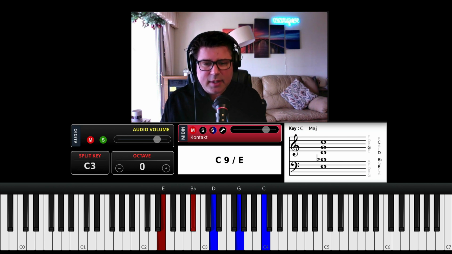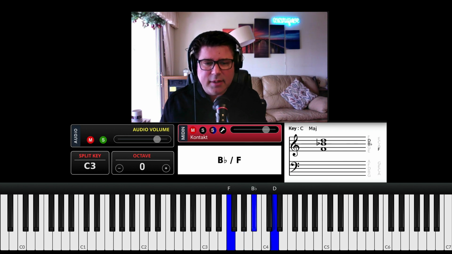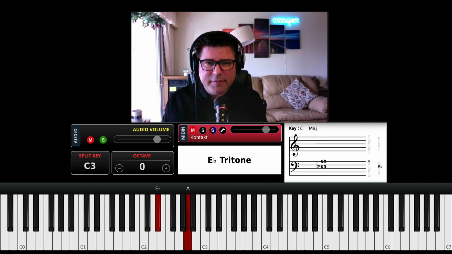Let's go to the next pattern, which would be our F pattern. Here we go. So we have our F root and our F tritone. And in the right hand, just like we did with the blues, we're going to go up to B flat. And of course, our left hand tritone is going to correspond by going down a half step to our B flat tritone.